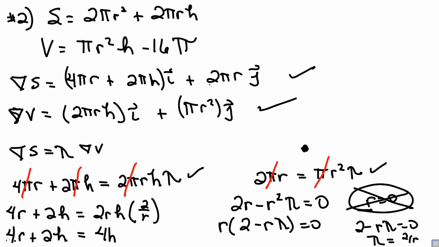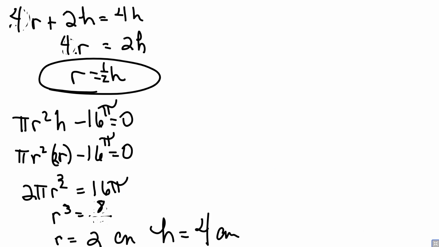So I have that 2R plus 2H is equal to 2RH times 2 over R, which simplifies down to 2R plus 2H is equal to 4H. And then that simplifies down to 4H. 4H plus 2H equals 4H. 4H is equal to 2H, or R is equal to 1/2 H. So now I'm going to use that and plug it into the volume formula.